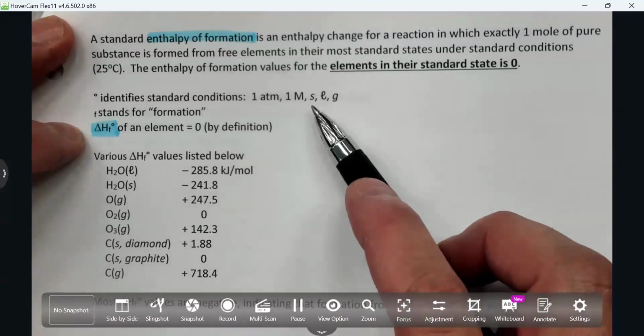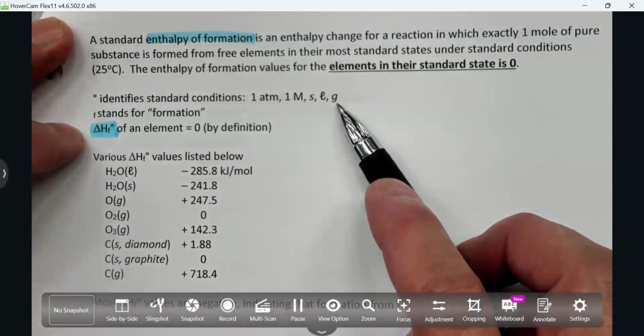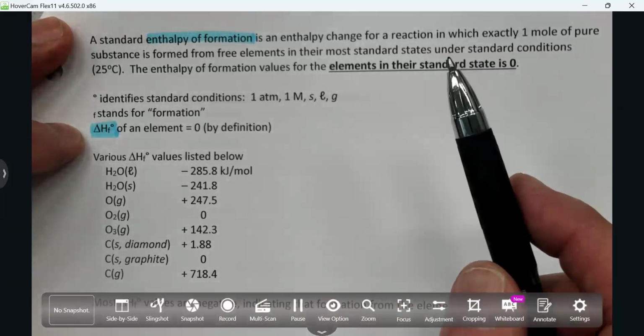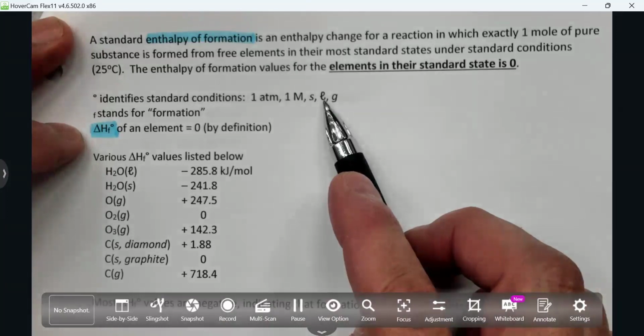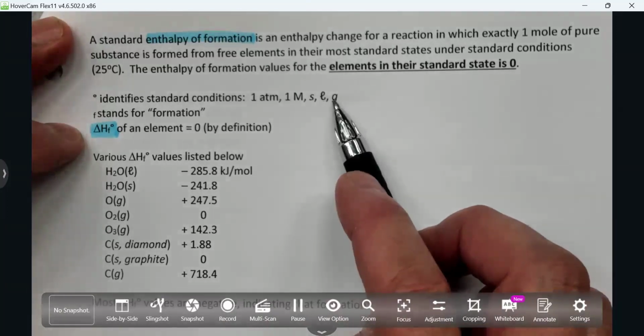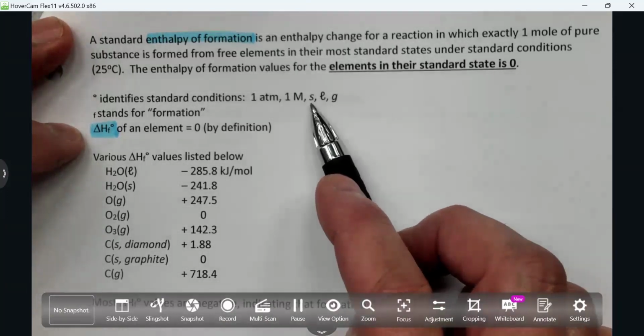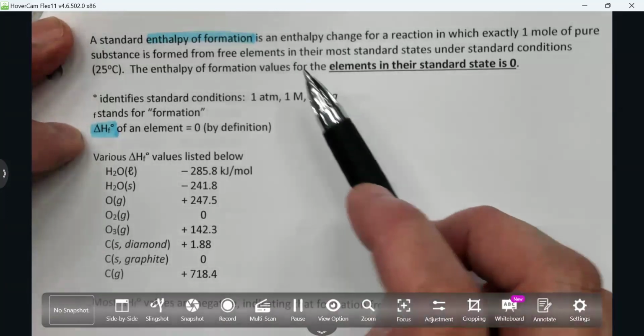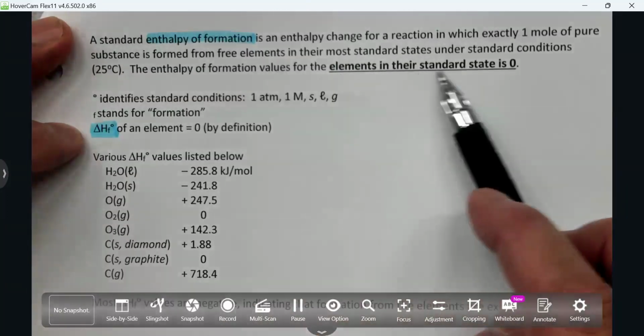And then, is their most standard state a solid, liquid, or gas? Mercury at 25 degrees Celsius at normal room temperature. What is mercury? It's a liquid, correct? What is oxygen in the most standard state? It's a gas, correct? What is gold in the most standard state? Solid, right? So the enthalpy of formation values for the elements in their standard state is 0. So it is the heat energy needed to make 1 mole of the pure substance from the free elements.